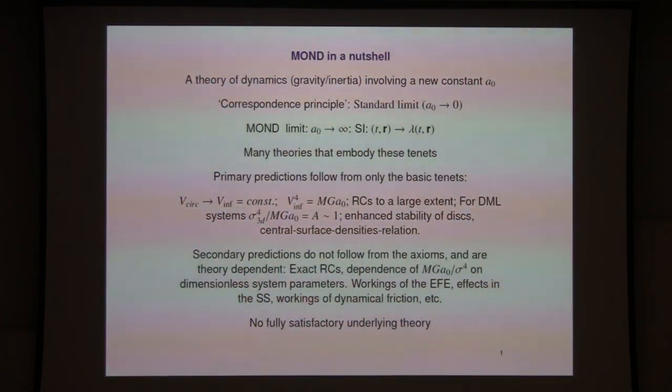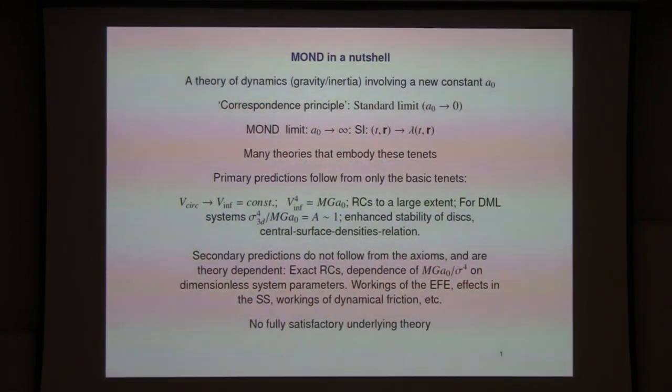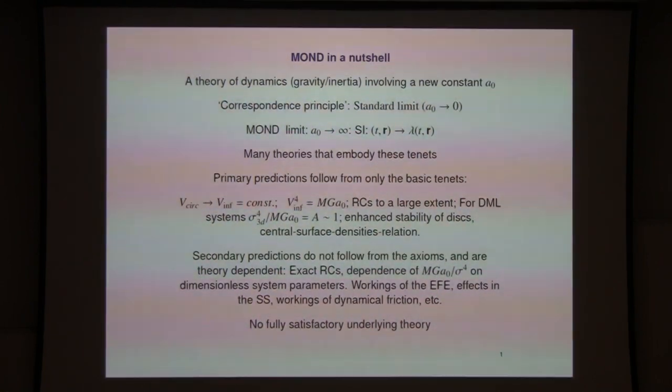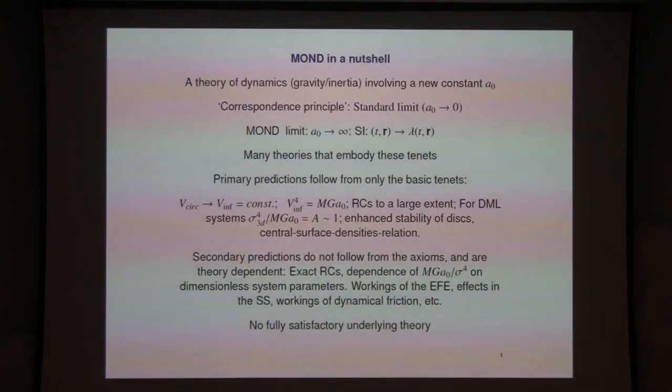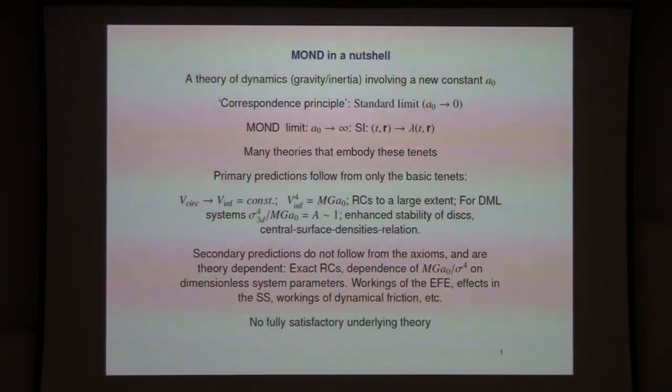Enhanced stability of disks and the so-called central surface densities relation all follow, up to some details, from just the basic tenets. But there are other important predictions that do not. For example, the exact shape of the predicted rotation curve, the dependence of the M-sigma force on system parameters, and the workings of the EFE, which is very important, can differ greatly from theory to theory. There should be an EFE in general, which follows just from the nonlinearity of MOND, but the exact implications of it can differ greatly.